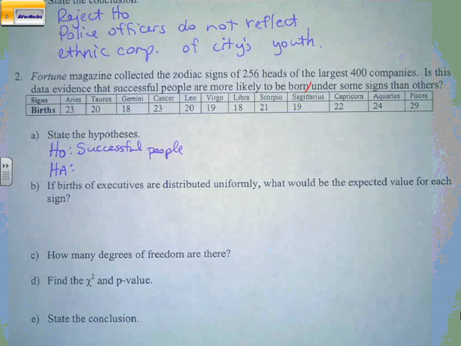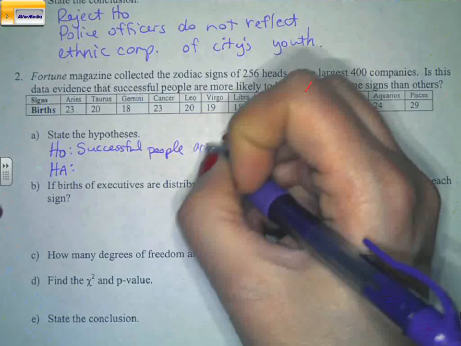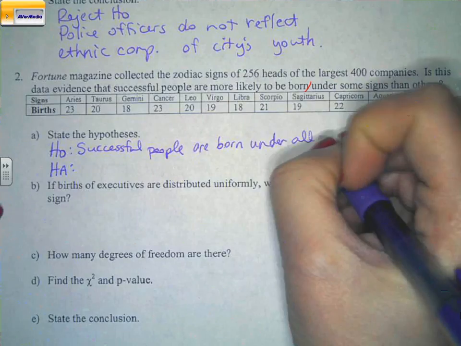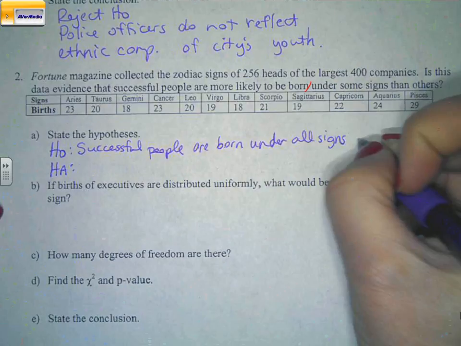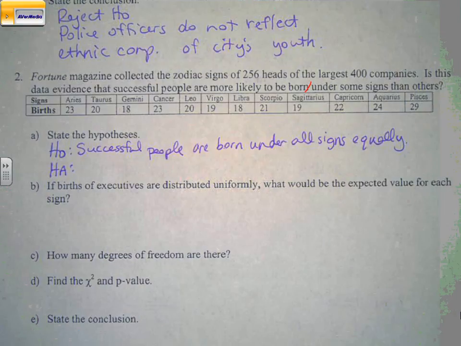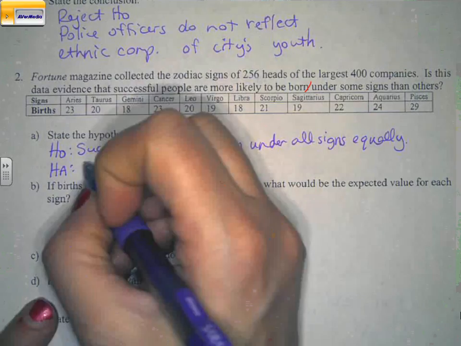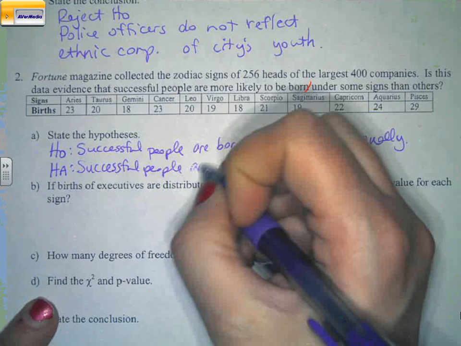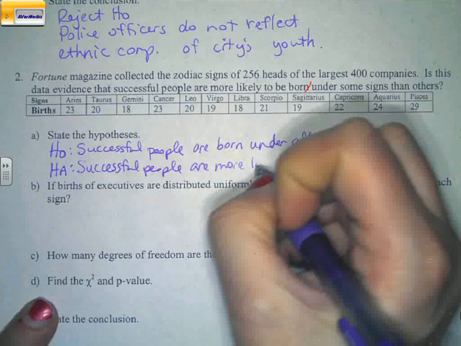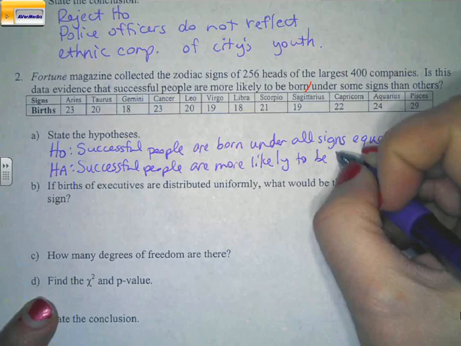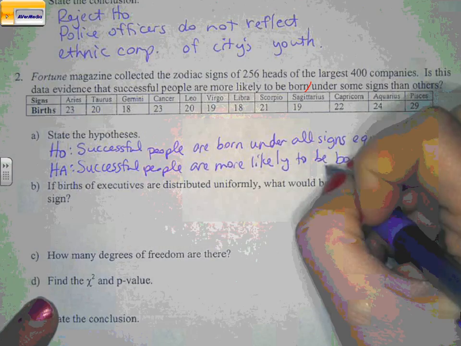So you can say successful people are born under all signs equally. We're saying all of them are about the same. And then the opposite, what we're testing for, would be that successful people are more likely to be born under certain signs.